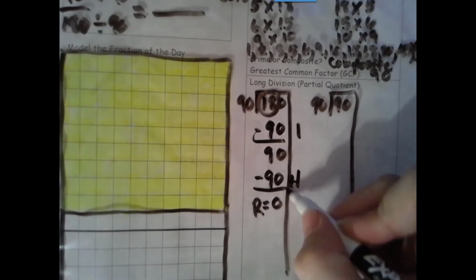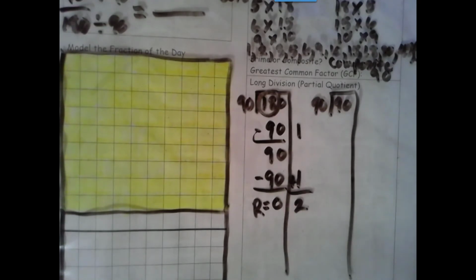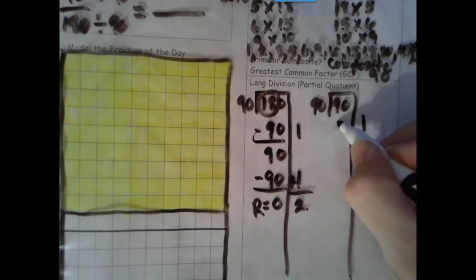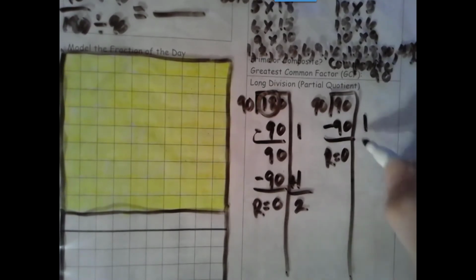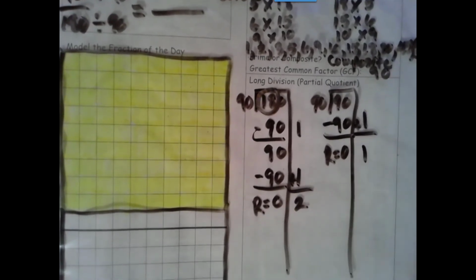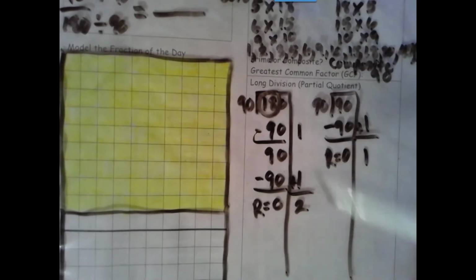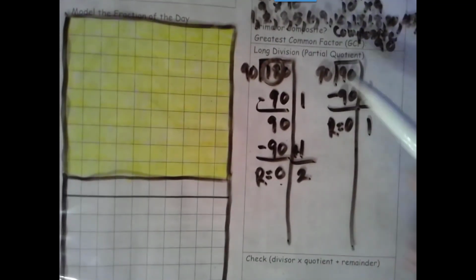Add these partial quotients. 1 plus 1 is 2. 1 times 90 is 90. Numbers the same, 0 is again. Okay, we still need to check. Divisor times quotient plus remainder. Divisor times quotient plus remainder.